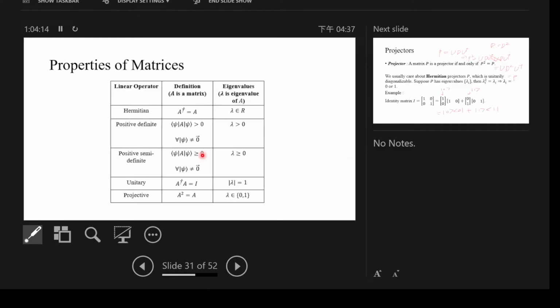And now let's go back to this table of matrix properties. We have a whole bunch of properties: Hermitian, positive definite, positive semi-definite, unitary, and projector. And the definitions are here. Hermitian means A dagger equals A. Positive definite means that sandwiching A with any vector is positive. PSD means that sandwiching with any vector gives something greater than or equal to 0. And unitary means A dagger times A becomes the identity.